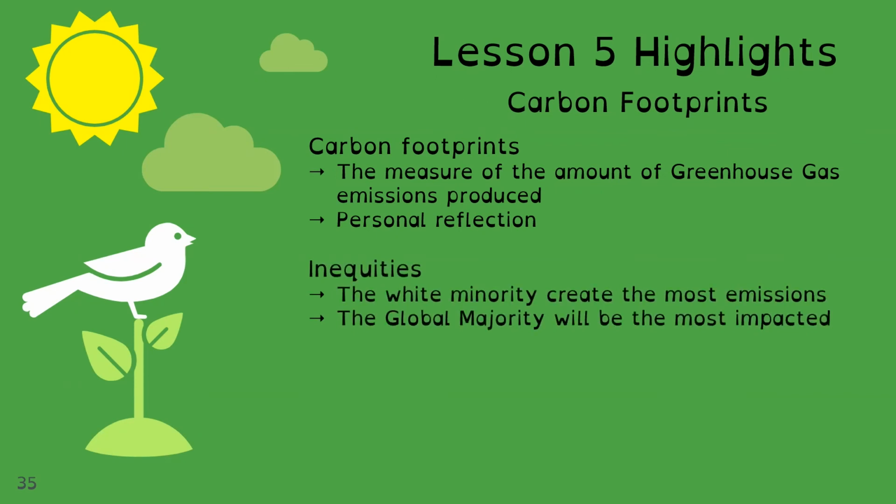The reality is that the white minority create the most emissions. So those with white privilege and the power that comes associated with that, and disproportionate wealth in white communities based on colonization and oppression, really, is where that all comes from. Those folks are the ones who are creating the most emissions, they're having the greatest impact on our climate. And yet the global majority, the majority of the people in the world, are not white. So these people are the ones who are most impacted, are going to be the people who are the first climate refugees. There already are some.